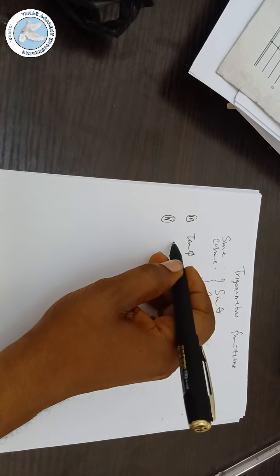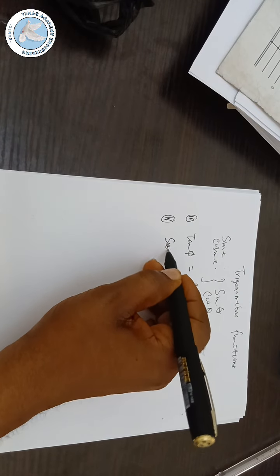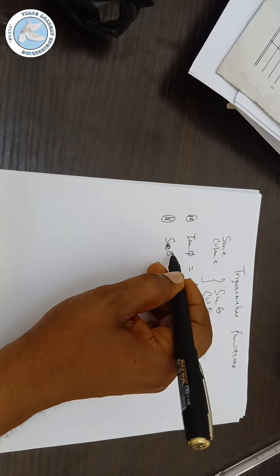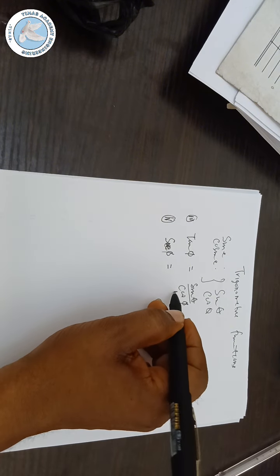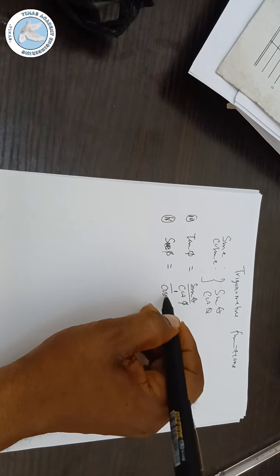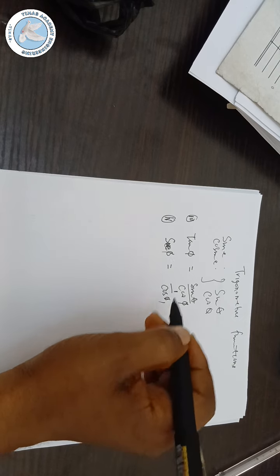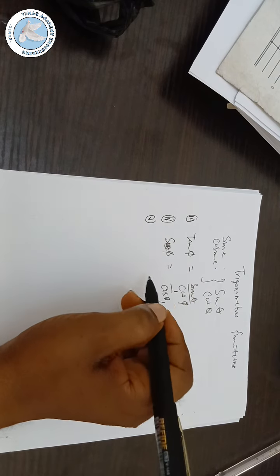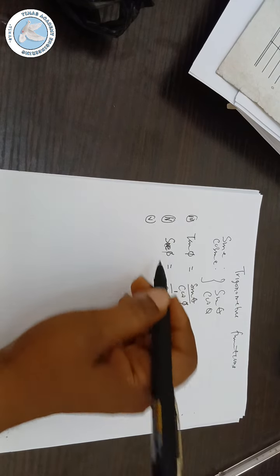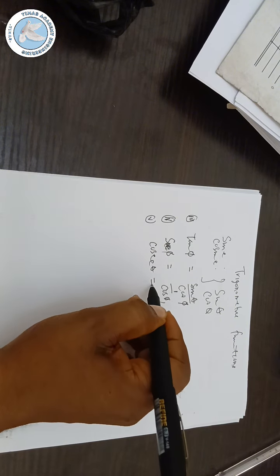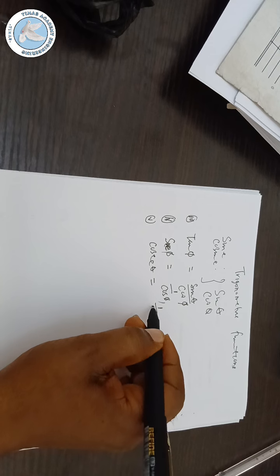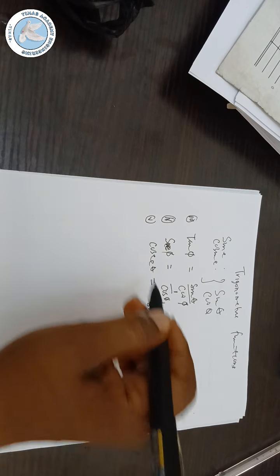We also have the fourth trig function. We call it sec theta. Sec theta is 1 divided by cos theta. We have cosec. Cosec theta is the inverse of sine theta.